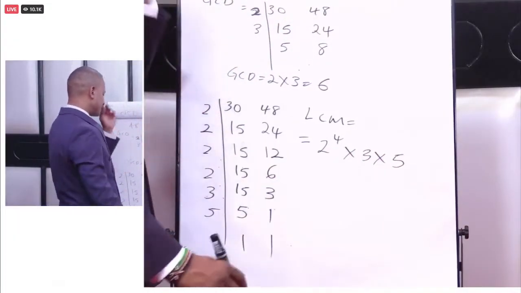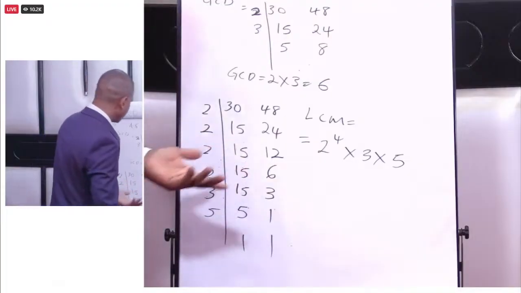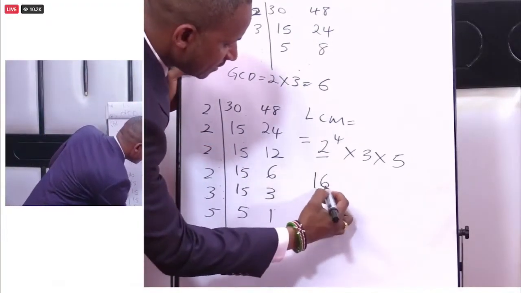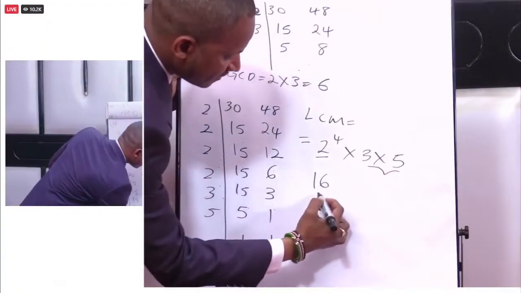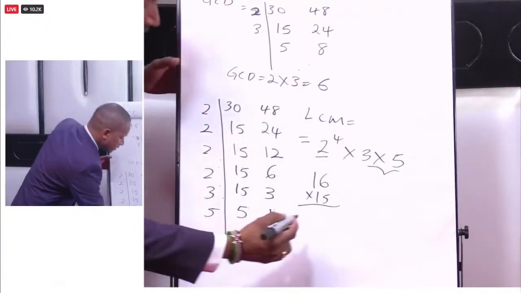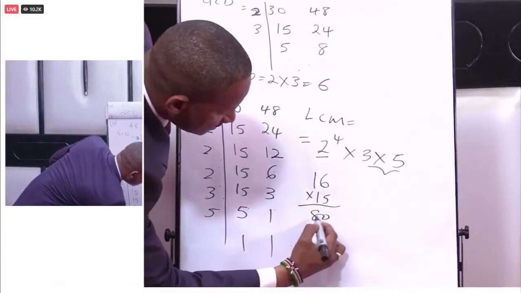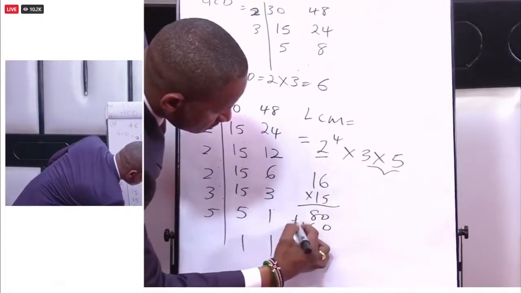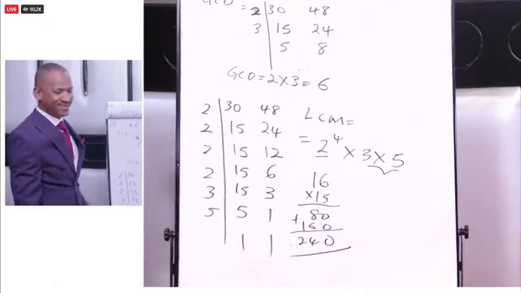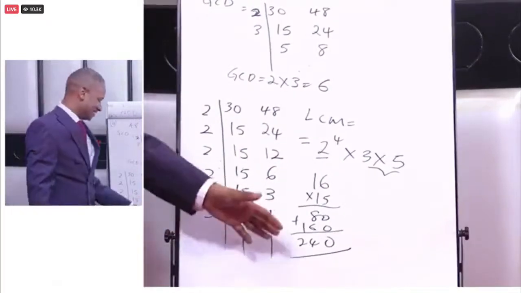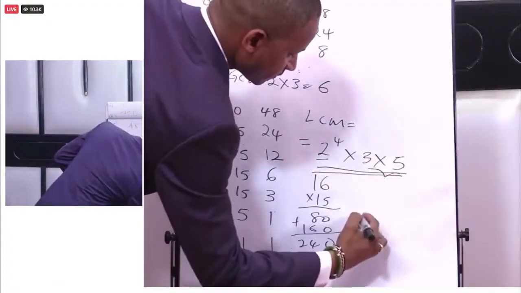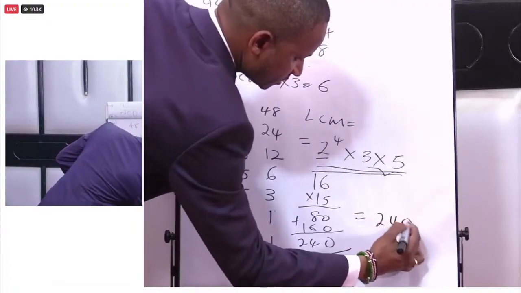You can leave that answer in that form, or you can multiply. 2 raised to power 4 is 16 times 3 times 5 is 15. When you multiply these two, use a calculator. That is 240. Very easy. 240. So the LCM can be this or 240.